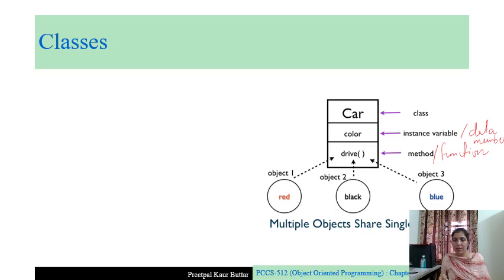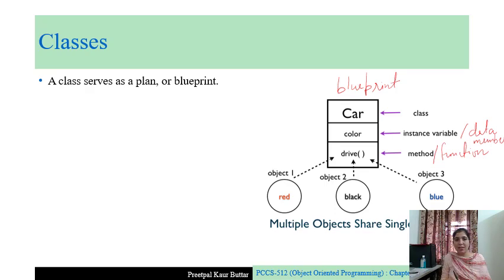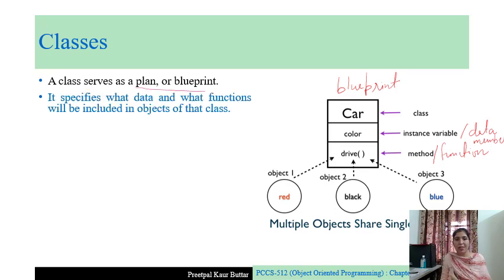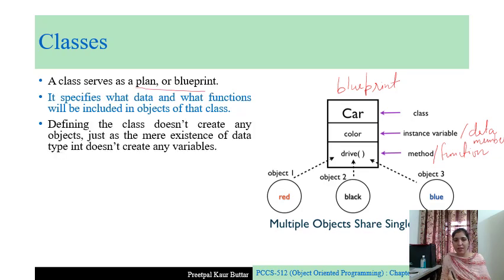Okay, so this is just a blueprint. This is just a plan that there will be an object which will have a color and which will have a drive function. Okay, and then we can create as many objects of this car class as we want. So object 1 here is red car, black car, blue car. Okay. So a class serves as a plan or a blueprint. It specifies what data and what functions will be included in the objects of that class.